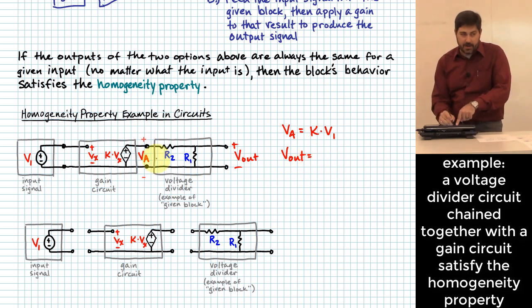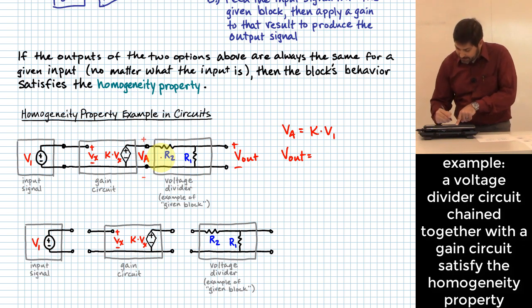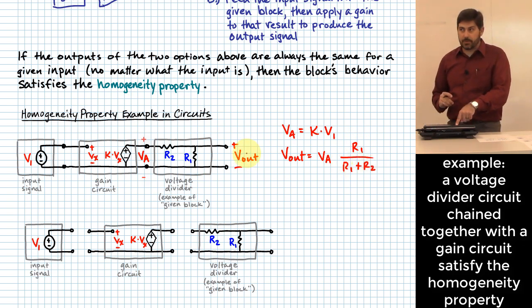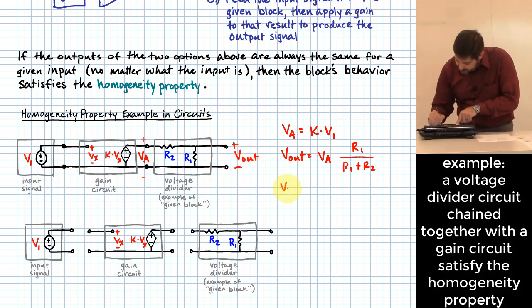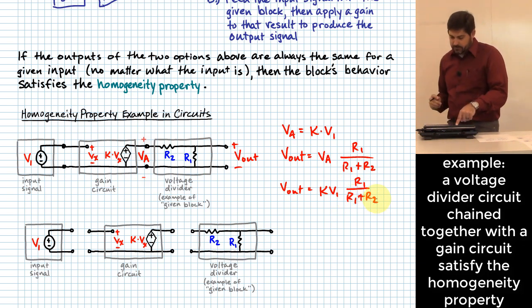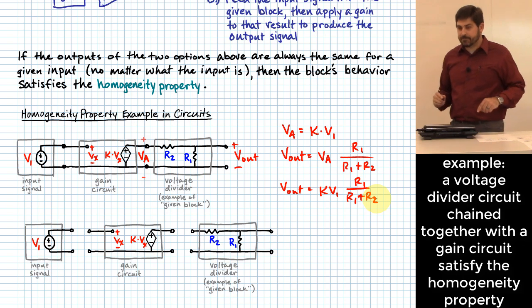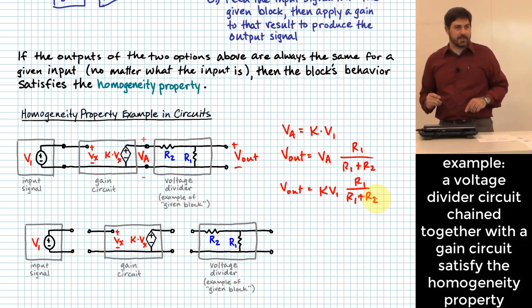Okay, a voltage divider works by voltage division, right? And what you'll get is just VA times what? R1 over R1 plus R2 would be V out. Agree with that? Okay, so I can do a little substitution here and say that V out then is just going to be equal to K V1 times R1 over R1 plus R2.